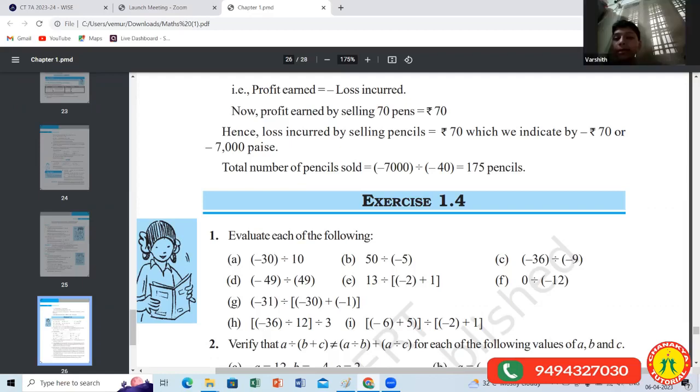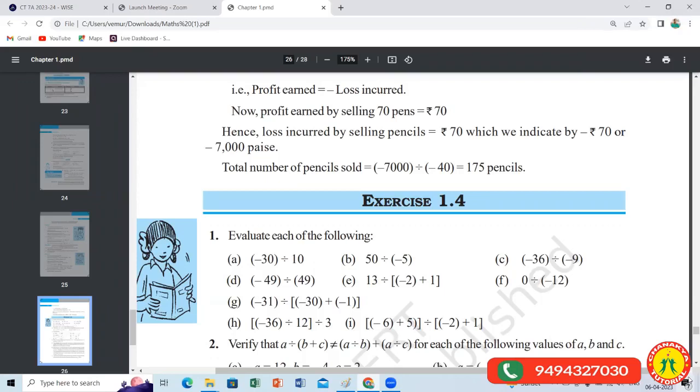But is it my chance or his chance, ma'am? Okay. You can answer Varshit. Then we'll go with Anubhav last bit. Okay, ma'am. Minus 36 divided by 12 is minus 3, ma'am. Minus 3 divided by 3 is equal to minus 1, ma'am. Very good, Nana. That's all.